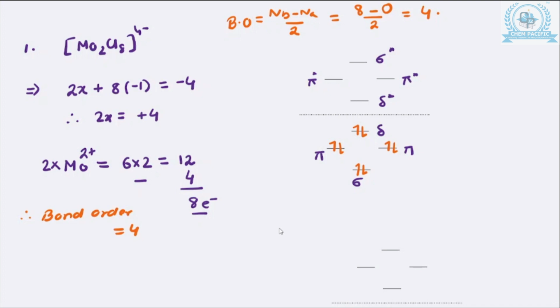Now you can also say that since the bond order is 4, so this complex is also isostructural with the rhenium chloride structure that I already discussed with you in my earlier video. So this is also consisting of delta bond. I hope this is clear to all of you. Now let us discuss about the next example.